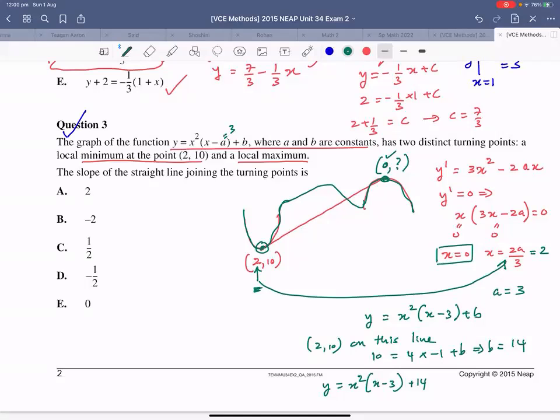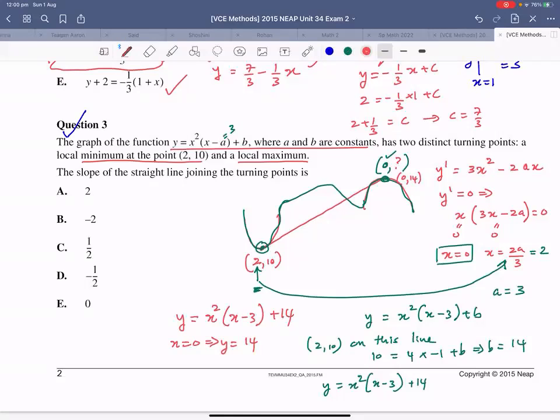So you know the equation of this. So now how to find the y coordinate at this point? How do you find the y coordinate here? So what you do, you take y is equal to x squared, x minus 3 plus 14, and then put x is 0. When you put x is 0, you get y is equal to 14. So here, this is going to be (0, 14).